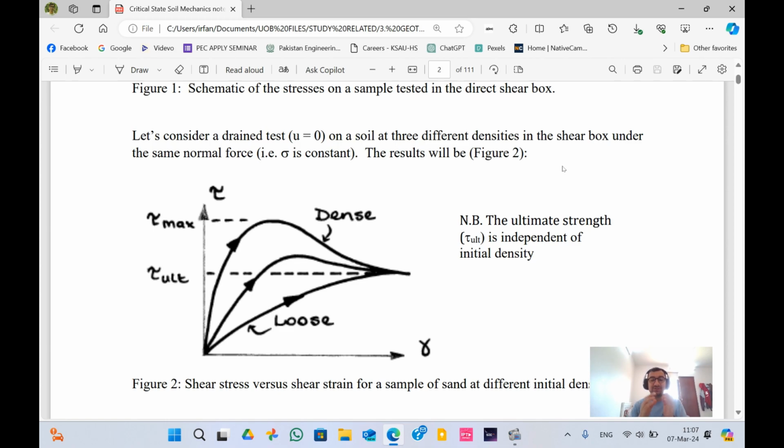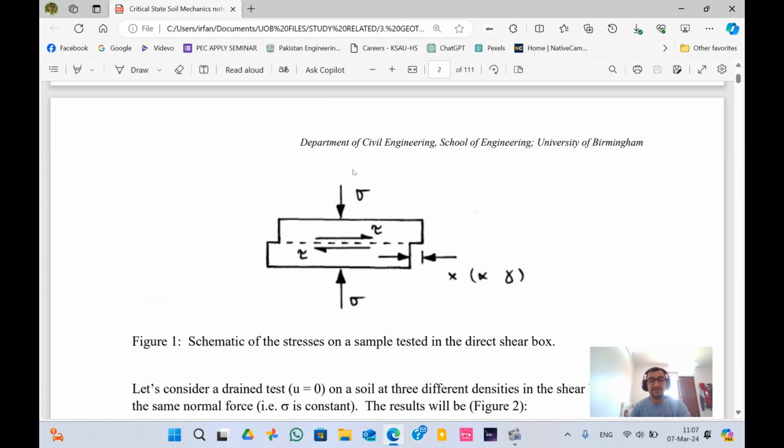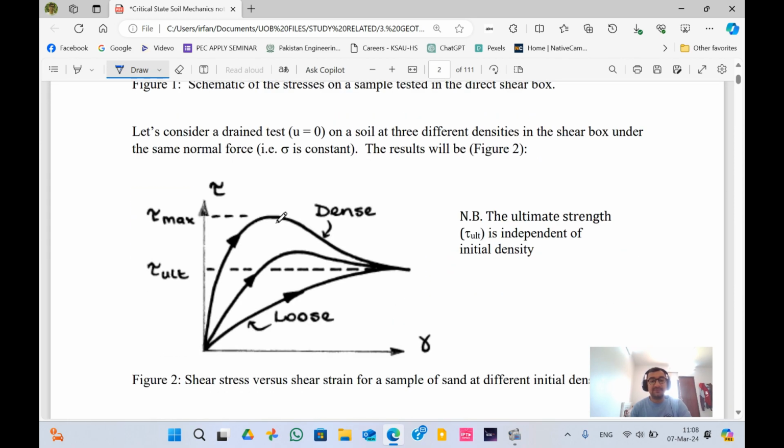One is loose, like the grains are away from each other, and one is in the medium between that. So under the same normal force. Now this is the normal force that I have already explained in the previous thing. Now this normal force, let me just go and draw something. This normal force has been applied on this soil sample, and we have three different states.